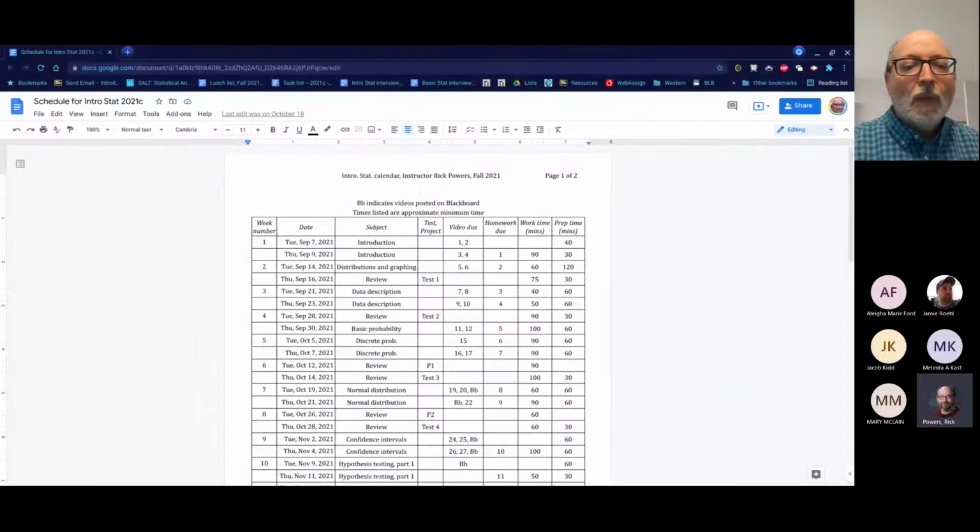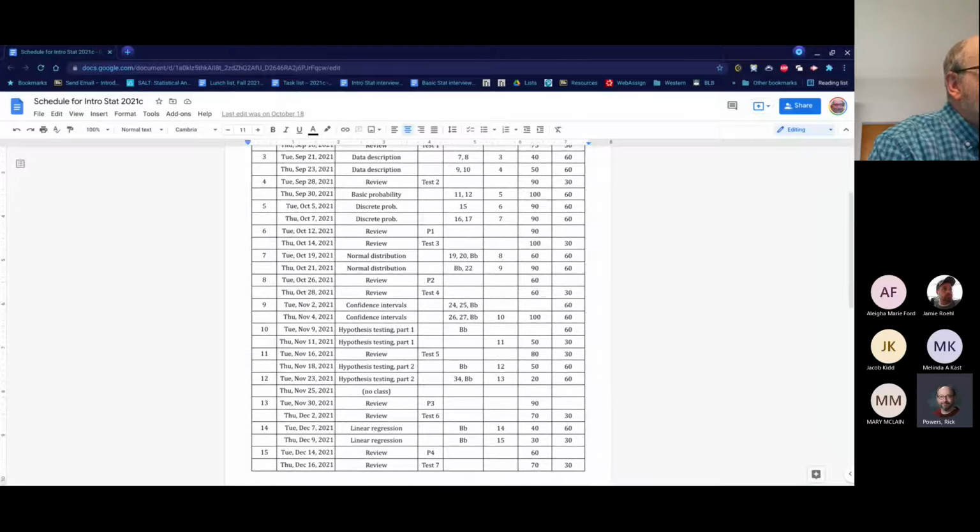And the next thing is our schedule. Here's the schedule, and if we look at November 4th, you see that we're doing confidence intervals. We have homework set number 10, which is due. And then next week, we'll have plenty of work to do for homework set number 11, hypothesis testing.